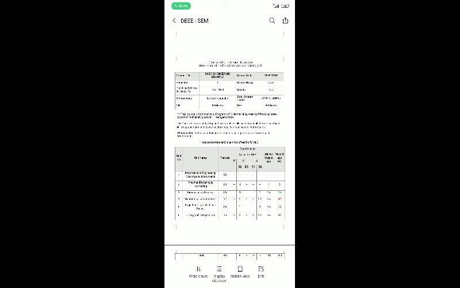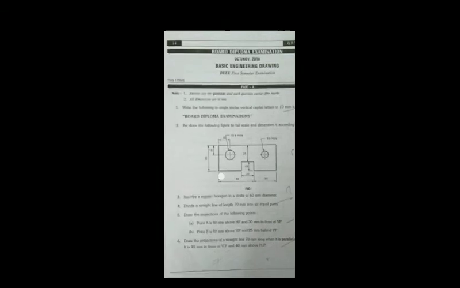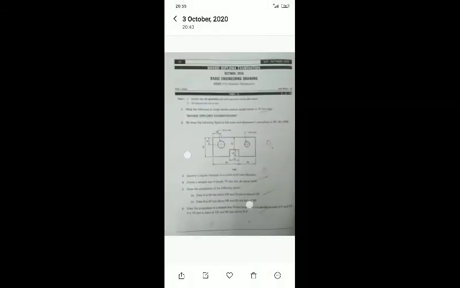Let us look at the model paper now. This is the model paper. Actually it is taken from the textbook, so it is not that clear, as you all know. You can observe the first question itself: write the following in single stroke vertical capital letters of 10 mm size. The word given is board diploma examination. So in the first question itself you will get a word to write in the form of letters. If you have any doubts regarding this, you can watch my video on freehand lettering on my YouTube channel.